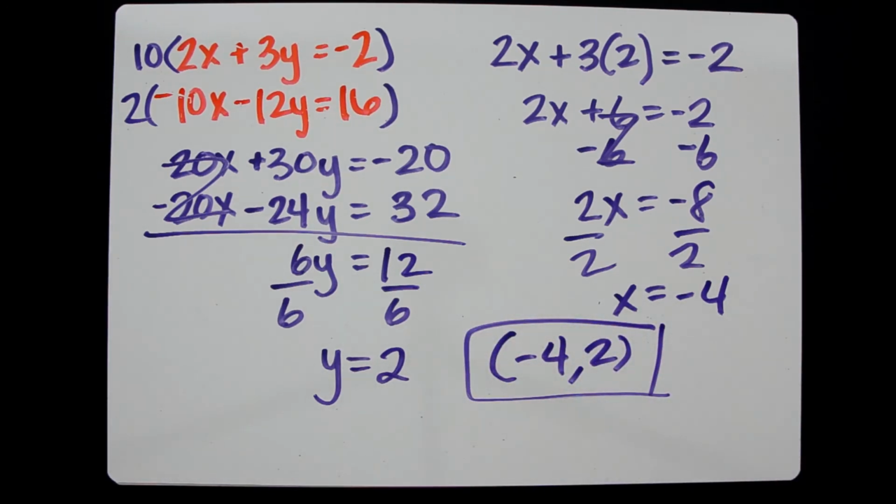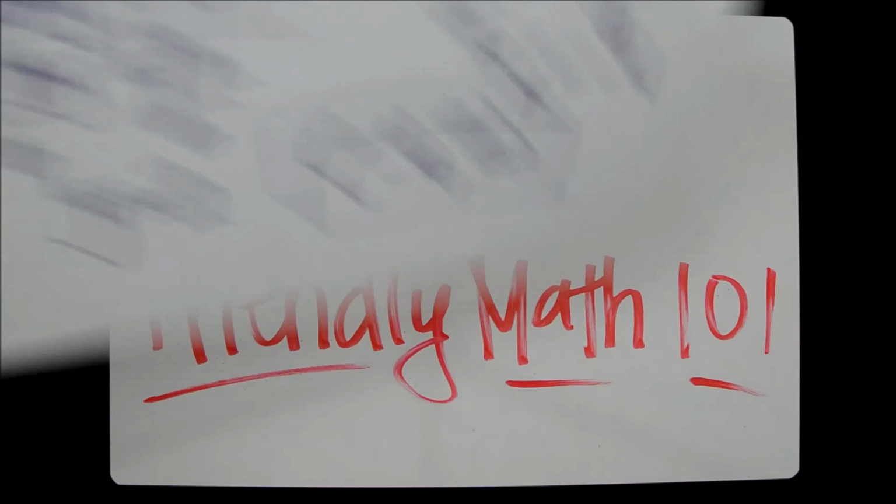So again, this isn't the only way of solving systems by elimination. This is actually probably harder for some students because the numbers get bigger. But for those who are struggling to determine what to multiply the equations by in order to get them to eliminate, you can just multiply them against each other.